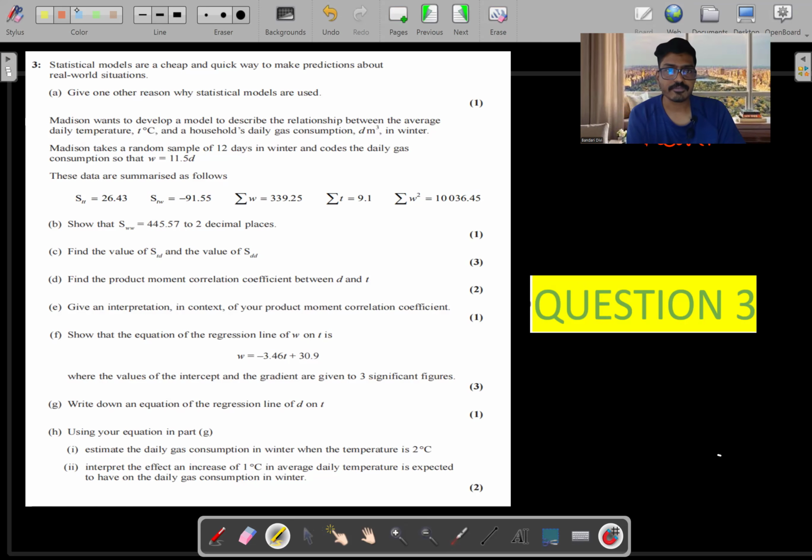So you can look at this given question. A statistical model is a cheap and quick way to make predictions about a real world situation. Give one reason why statistical models are used. First, we'll directly try to answer part A, and then we'll read part B. So why do we need a statistical model?